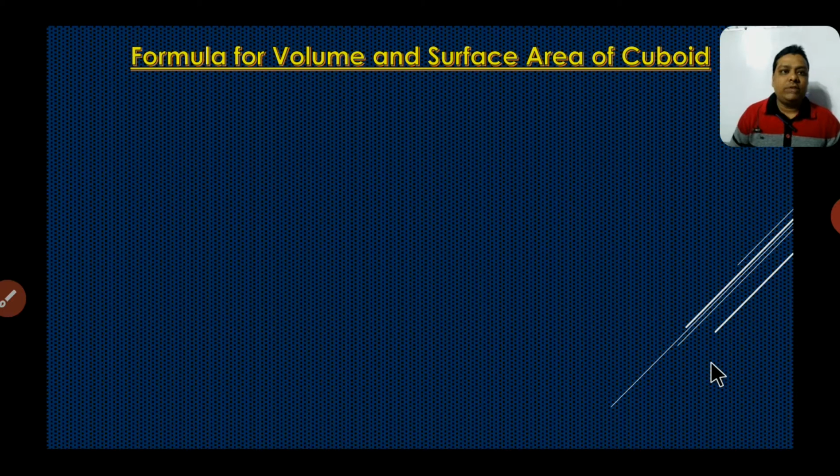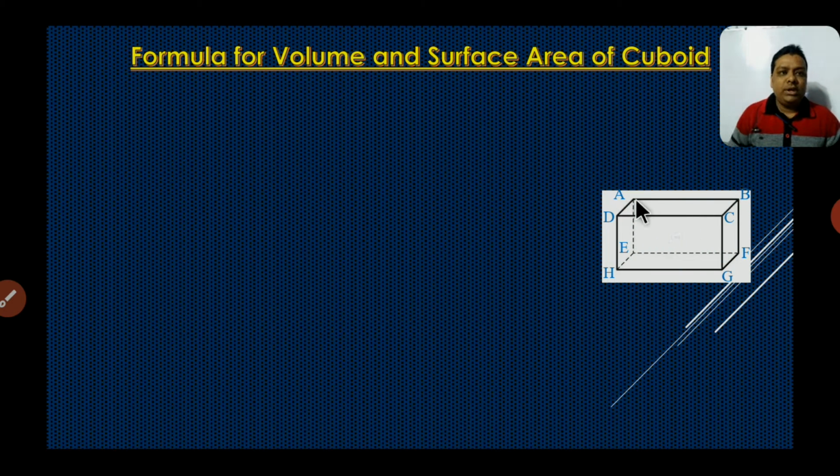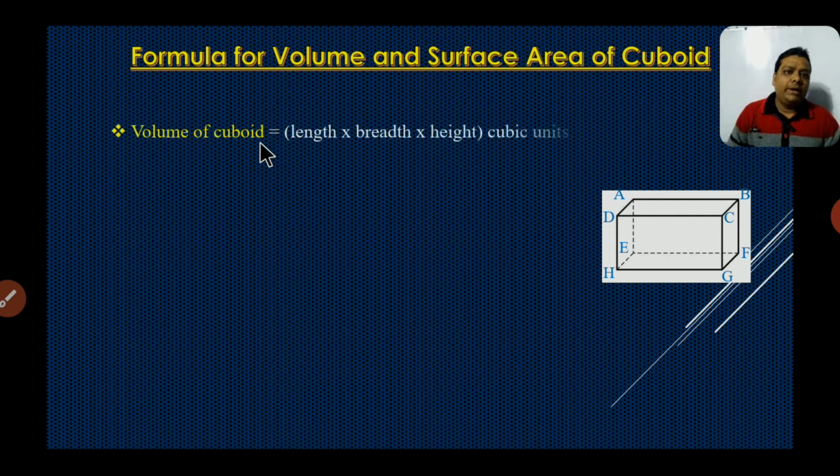At first, we start with the formula for volume and surface area of cuboid. Okay, what is the formula? You can see this figure at first. The volume of cuboid is length into breadth into height. In the previous video, I have already told you this is the volume of cuboid. It means the air occupied in this cuboid is called the volume of cuboid, the space occupied.